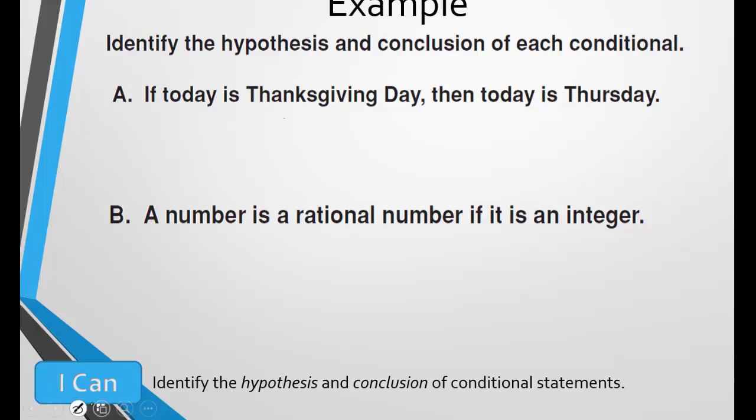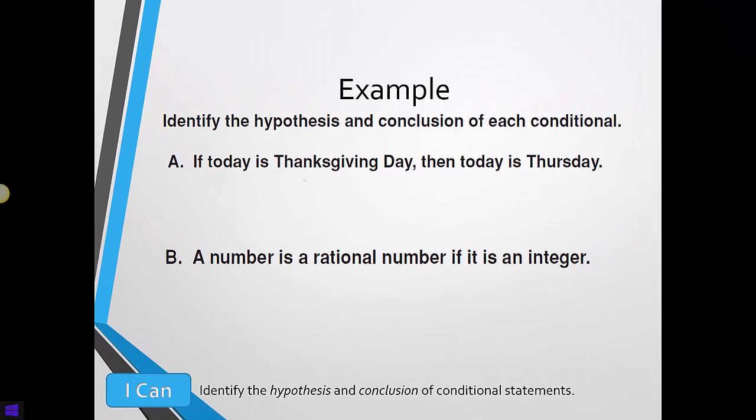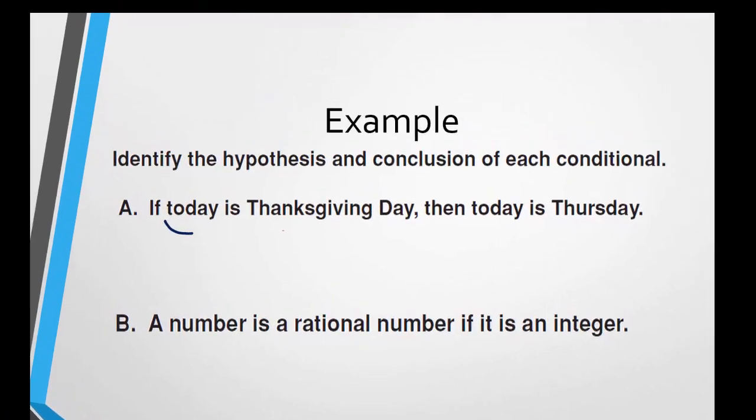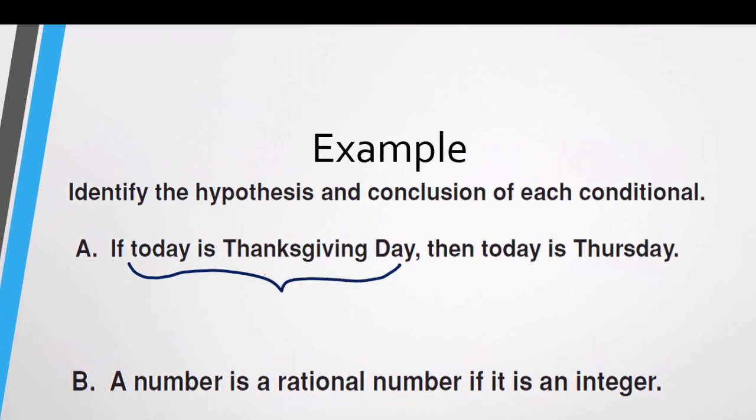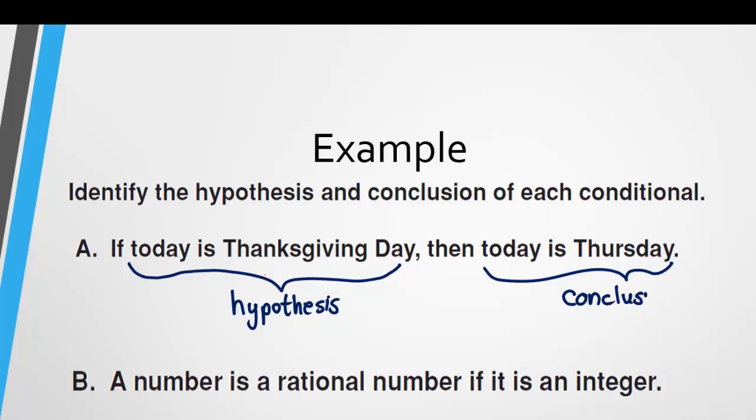So we're just going to quickly identify the hypothesis and the conclusion of this conditional statement. If today is Thanksgiving Day, then today is Thursday. So the part following the if is our hypothesis. This is our hypothesis, also known as P. Then today is Thursday. Today is Thursday is our conclusion, also known as Q.